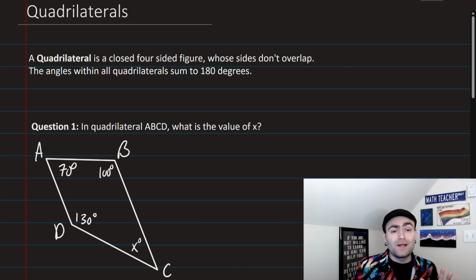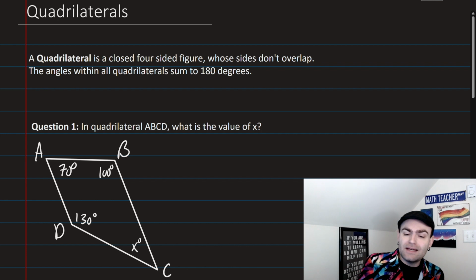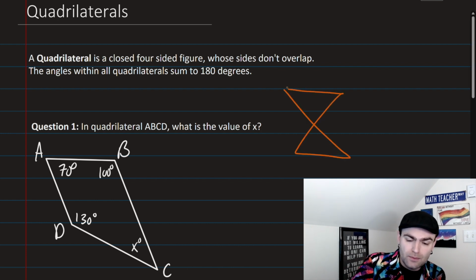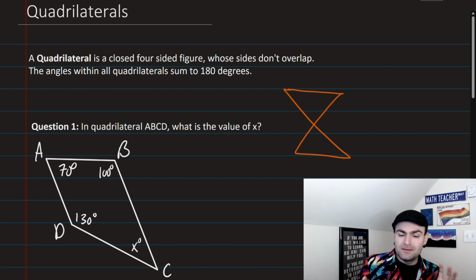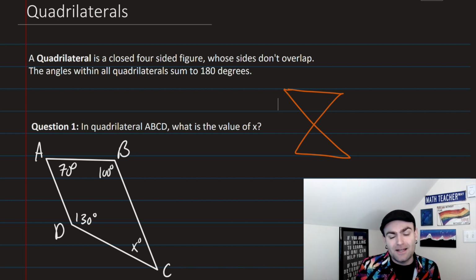So let's talk quadrilaterals. A quadrilateral is a four-sided shape. It's closed, with no overlaps. What do I mean by that? You can't have an hourglass shape. If I could draw that with four straight lines, and I connected it and made it look nice, that would be four straight lines connected. But it's overlapping, so it doesn't count.